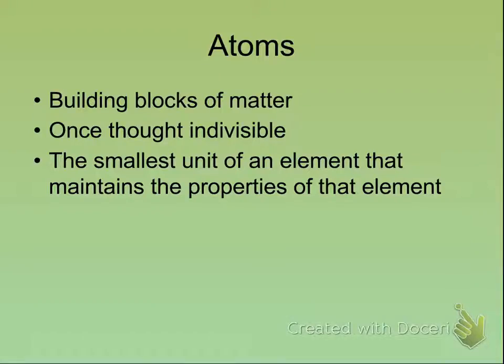Okay. Atoms, the tiniest little things. We used to think they were indivisible. Here's the real key to that. They're the smallest unit of an element that maintains the properties of that element. So you can have a single atom of gold. You can have a single atom of copper. You can have a single atom of aluminum. You can have a single atom of carbon. It is this little tiny unit that maintains the properties of whatever chemical it is made of.